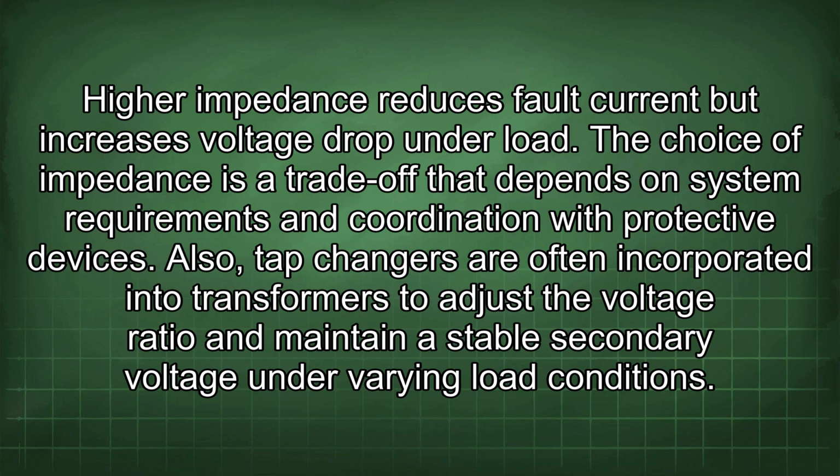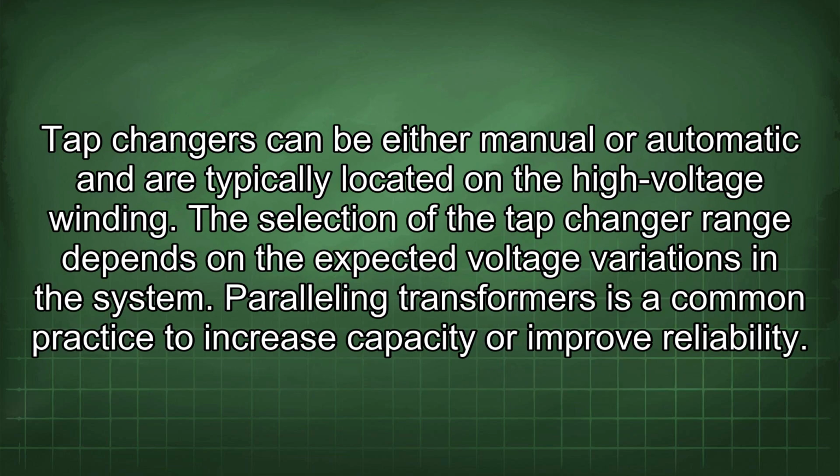Also, tap changes are often incorporated into transformers to adjust the voltage ratio and maintain a stable secondary voltage under varying load conditions. Tap changes can be either manual or automatic and are typically located on a high voltage winding. The selection of the tap changer range depends on the expected voltage variations in the system.